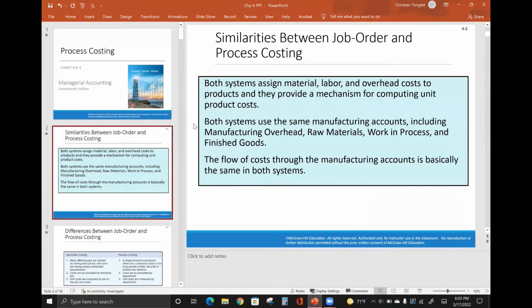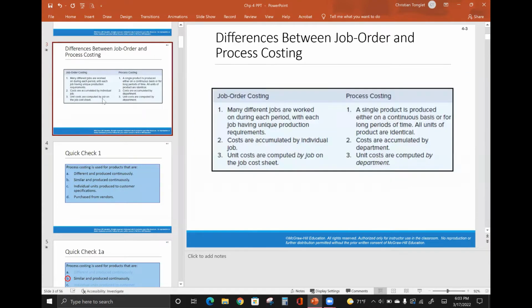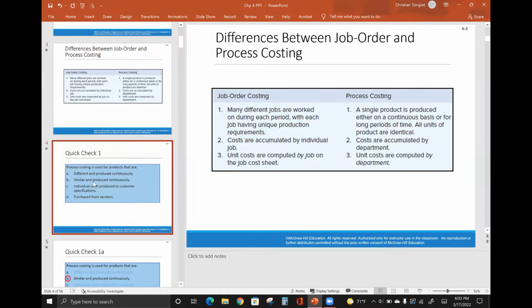So basically that's what this slide says. We're still using our direct materials, direct labor, manufacturing overhead. We're still doing the raw materials, work in process, finished goods. We're going to add in multiple departments. This is basically what I just said too.